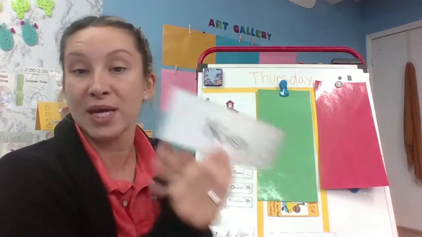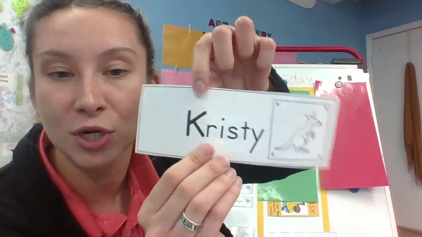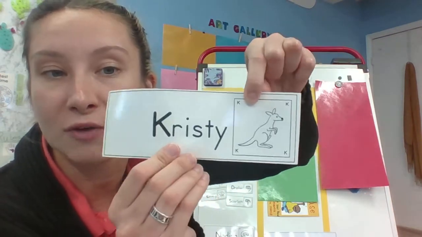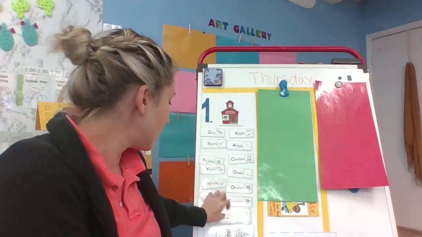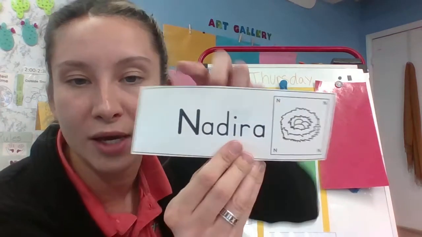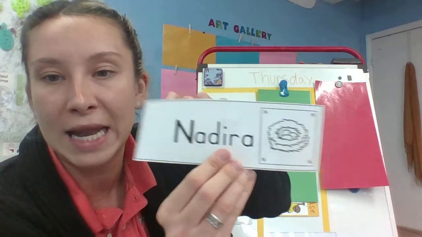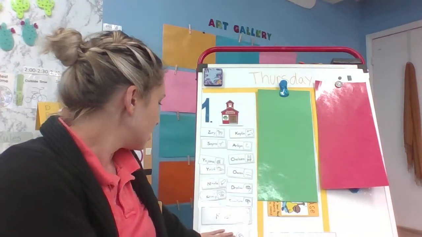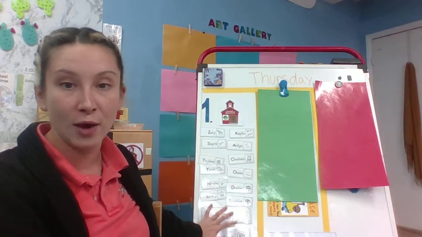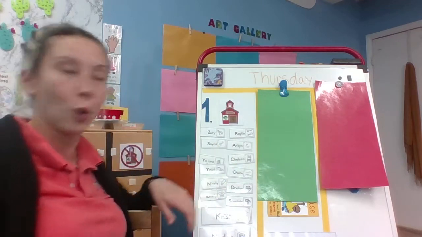And we have Miss Christy. So my name starts with a K, and my picture is of a kangaroo. And then we have Miss Nadira's. Her name starts with an N, and her picture is of a nest. So we use these to show that we are in school or we are at home.